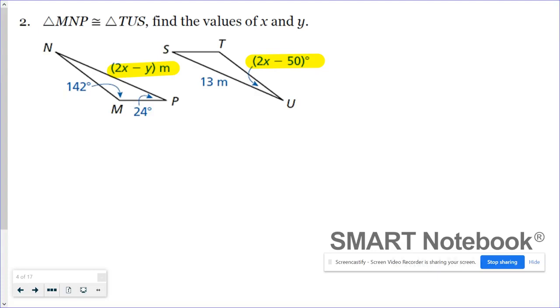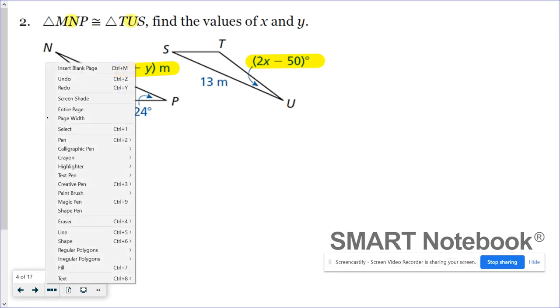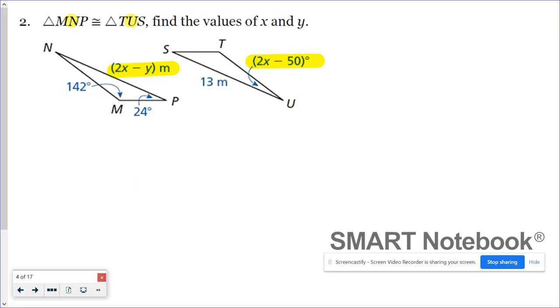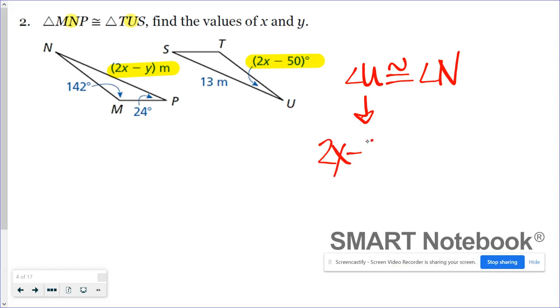Now, when I look at my congruent statement, angle U is that middle letter. So the congruent statement helps me to easily identify the angle that U is congruent to. U is in the middle, N is in the middle, so I know that angle U is congruent to angle N. Now, angle U has the measure of 2x minus 50. What's the measure of angle N? At first glance, I don't know, but we just have to find it.